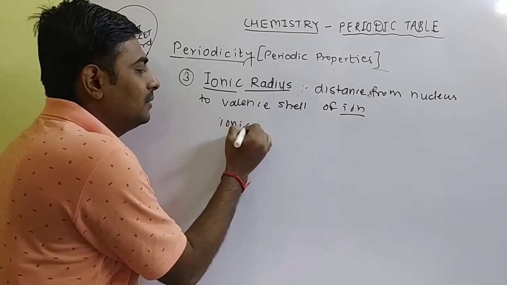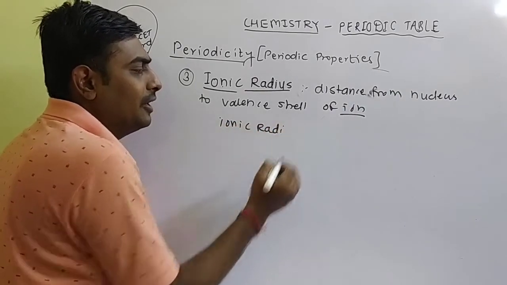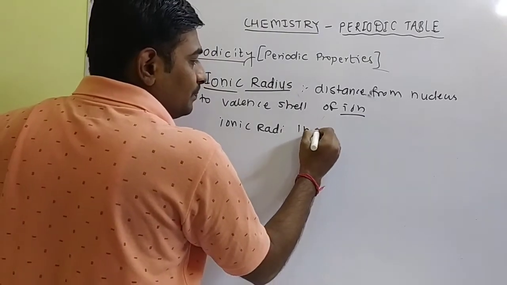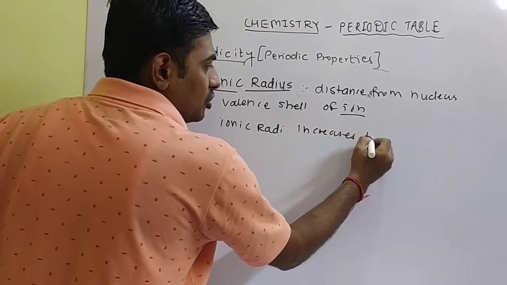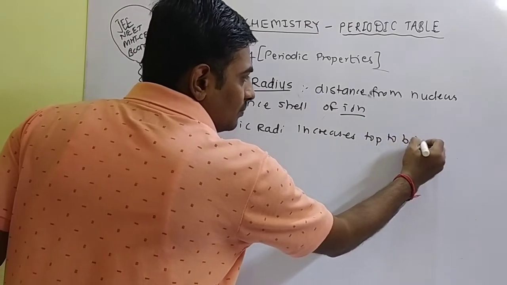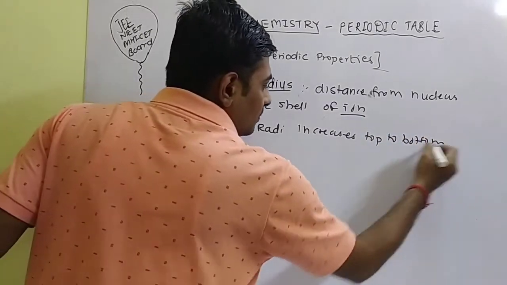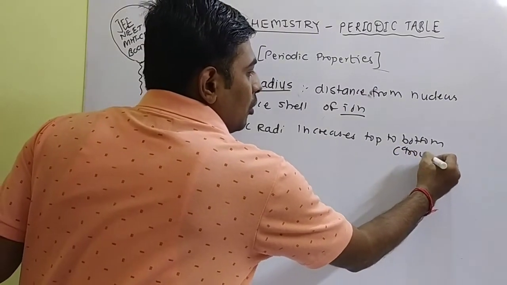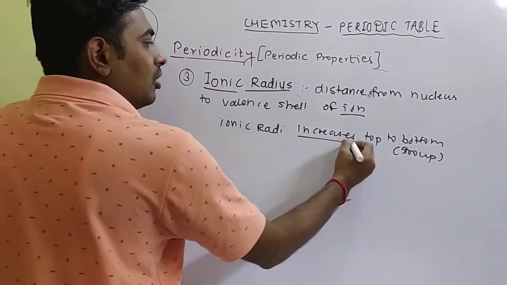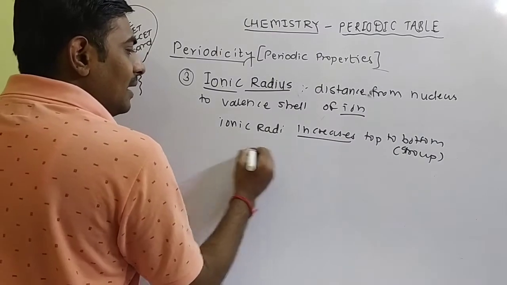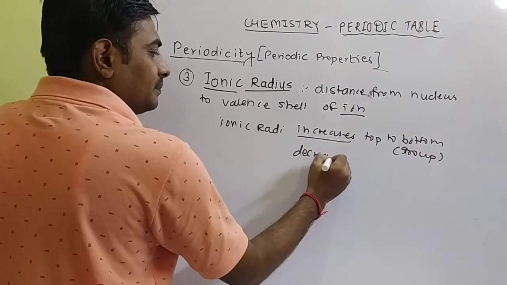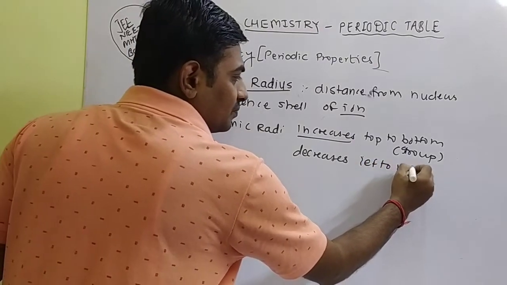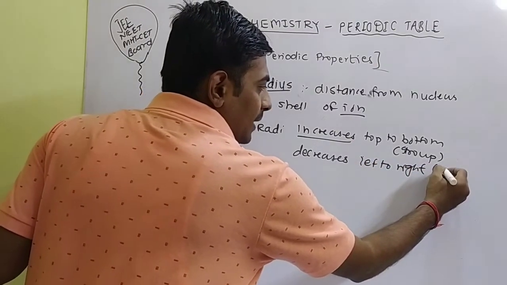Ionic radius or ionic radii increases top to bottom in a group. Top to bottom is what? Top to bottom is group. It increases top to bottom in a group and decreases left to right, means in a period.